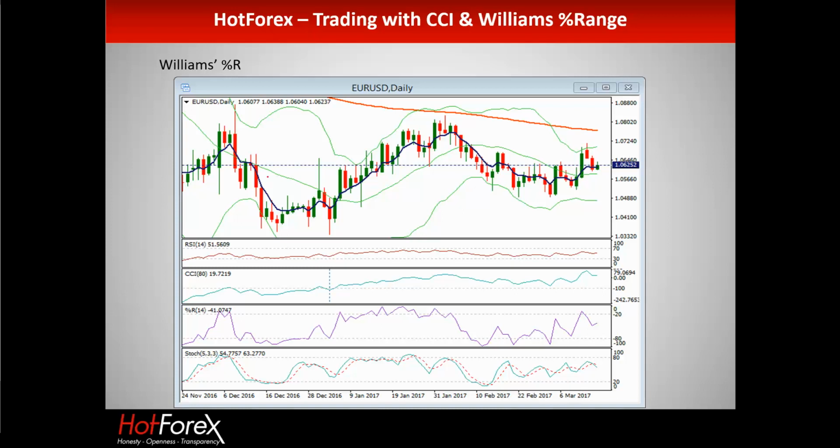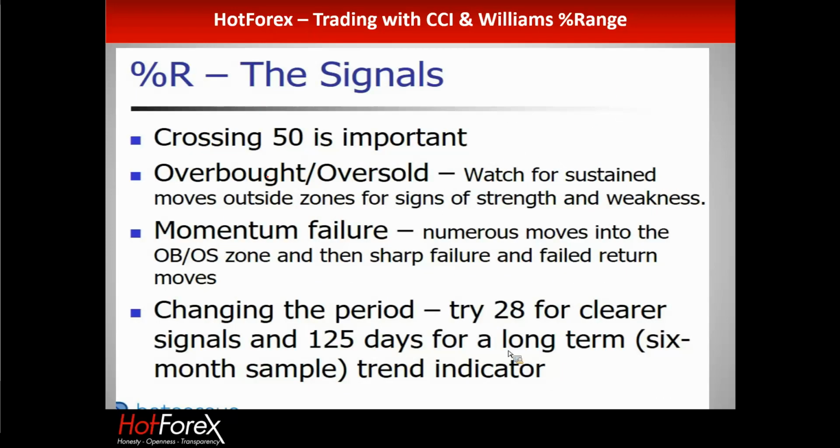Okay, so let's have a look at some other examples. Actually, that's not a great one. So the signals and the rules with percentage R. Crossing the 50 is important. It wasn't actually on that line. So again, it's all about oversold and overbought.